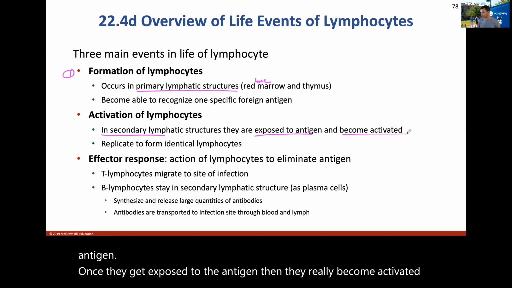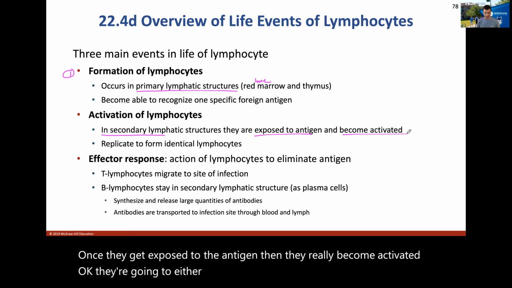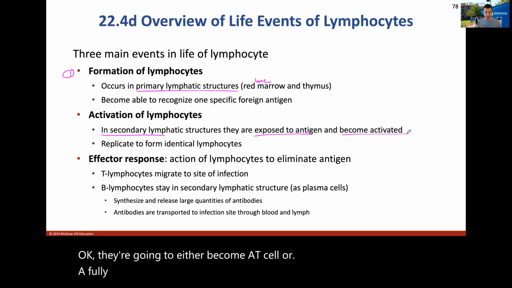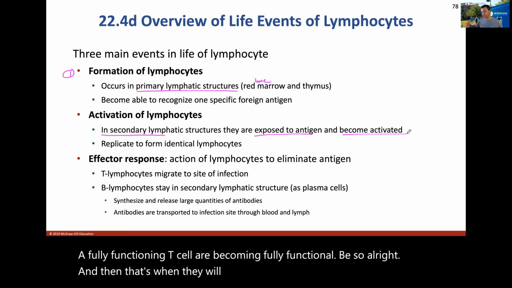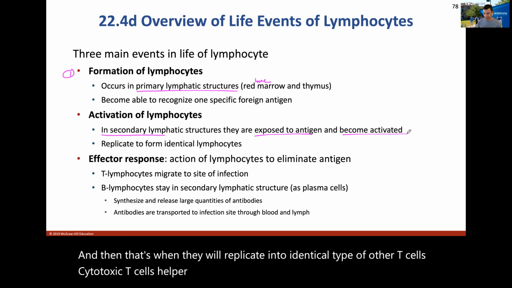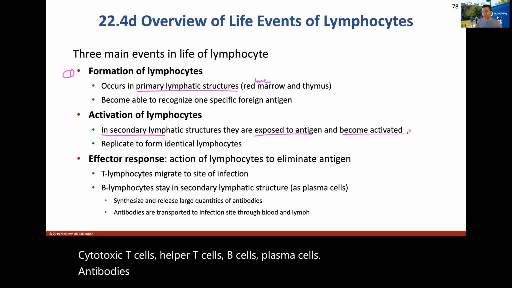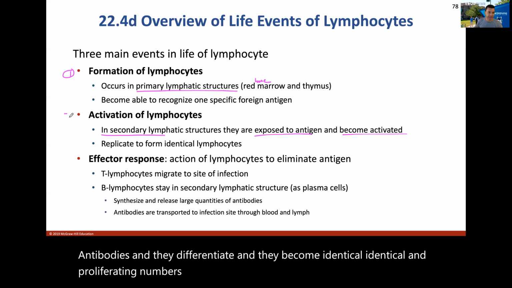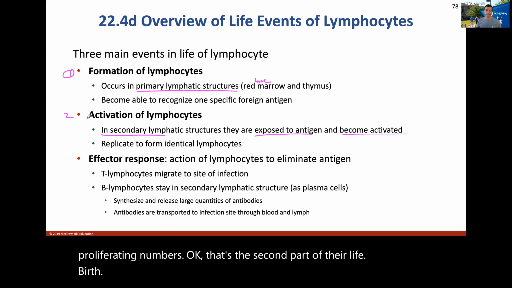They're going to become either a fully functioning T cell or a fully functional B cell, all right? And then that's when they will replicate into identical types of other T cells, cytotoxic T cells, helper T cells, B cells, plasma cells, antibodies. And they differentiate and they become identical and proliferate in numbers, okay? That's the second part of their life. Birth, living life, now the response, okay?